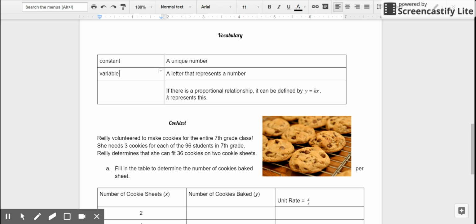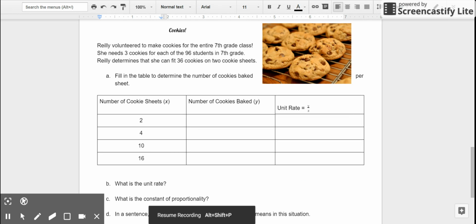All right. The third word, let's look at the definition first. If there is a proportional relationship, it can be defined by Y equals KX. K represents this. This is the same word we used on the other side, constant of proportionality. Make sure you have those words written down, please. If you need to pause the video to do that, pause the video now.